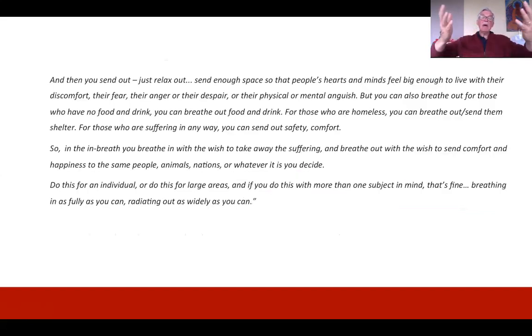You breathe it back out, your breath out. Then you send it out. Relax. Send enough space so that all people's hearts and minds feel big enough to live with their discomfort. Give everyone the ability to live what they must endure. All right? Relieve their anguish by breathing that out. You can breathe out to all those people who have no food and drink. You can breathe out food and drink.